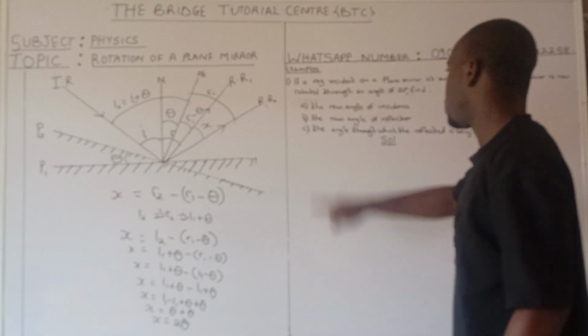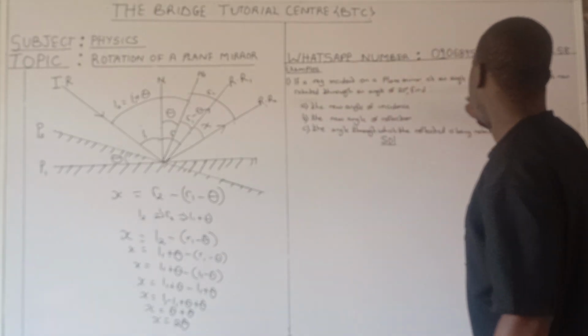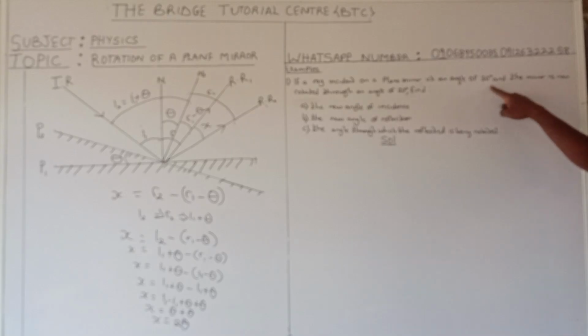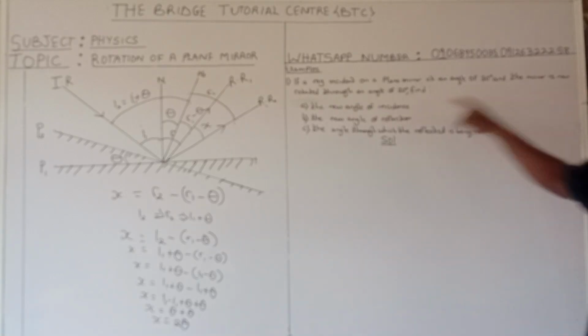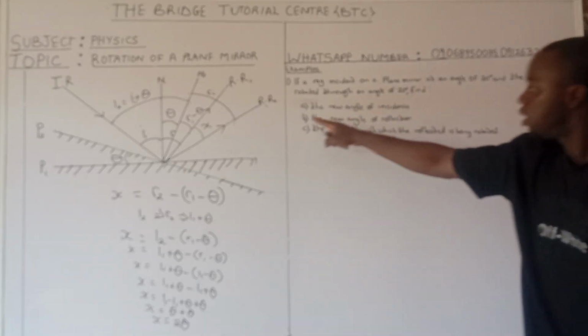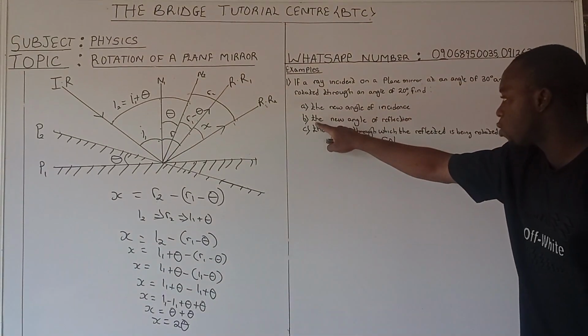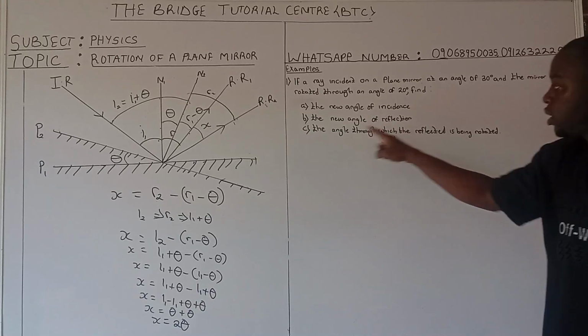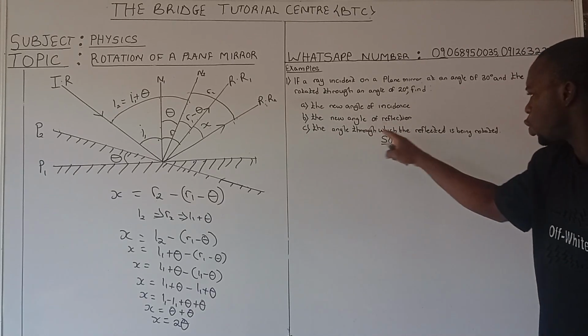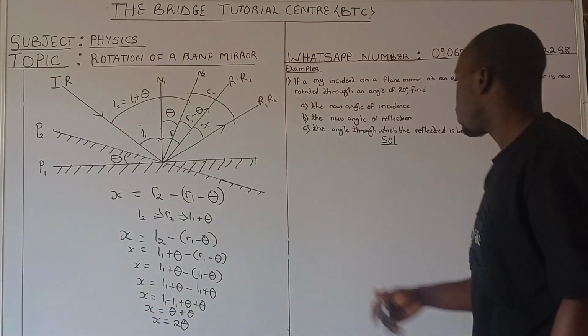So we have this question: if a ray is incident on a plane mirror at an angle of 30 degrees, and the mirror is now rotated through an angle of 20 degrees, find, first, the new angle of incidence; second, the new angle of reflection; third, the angle through which the reflected ray is rotated. Now, let's start from question 1.